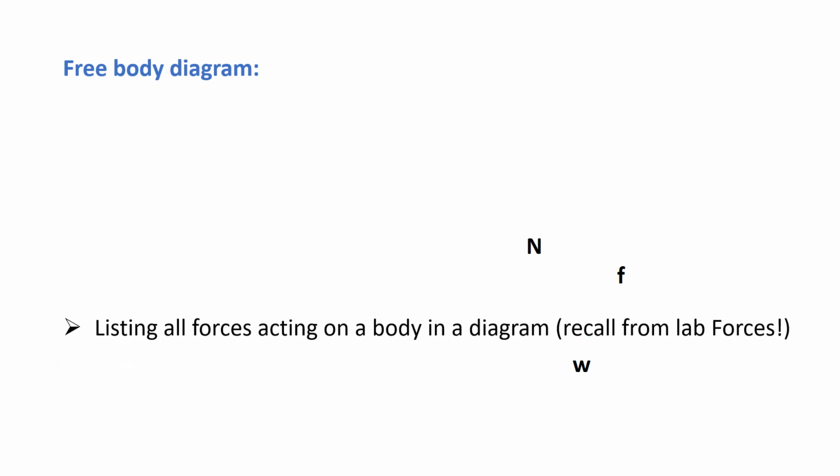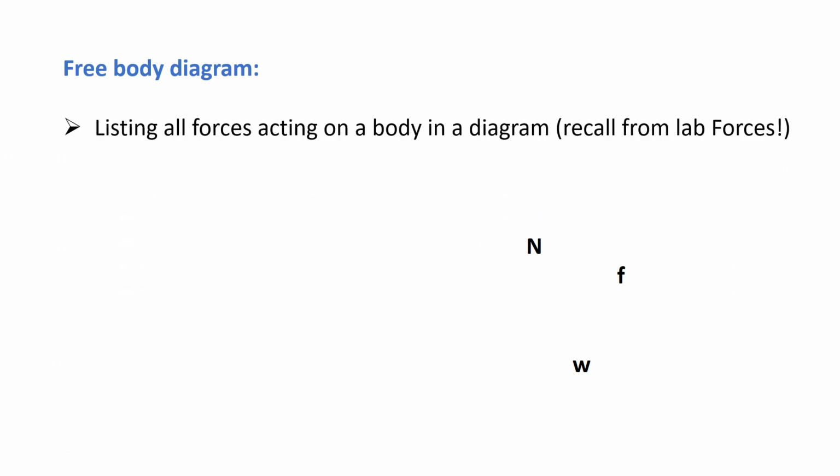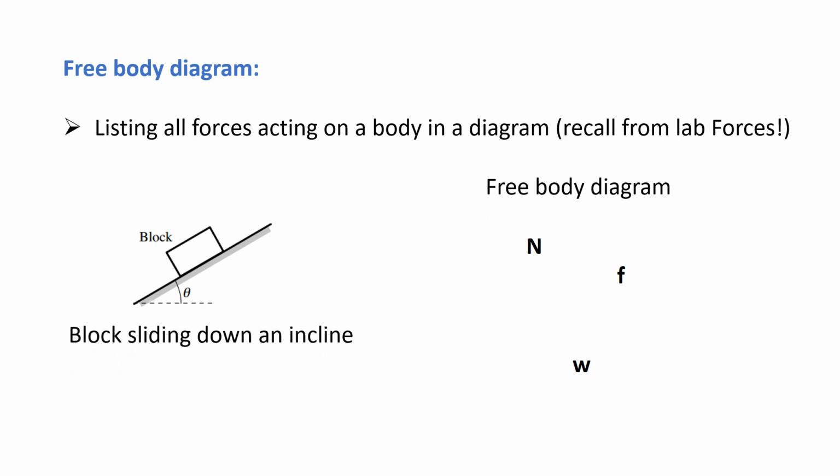Okay, now we're going to look at the free body diagram again. I know you guys did this quite a few times in the last lab, but you'll be doing this for pretty much as long as you are doing physics, so we're going to do it again. A free body diagram lists all the forces acting on a body. Here's our block on a ramp. In the free body diagram, we're going to have the weight, the normal force, and the friction.